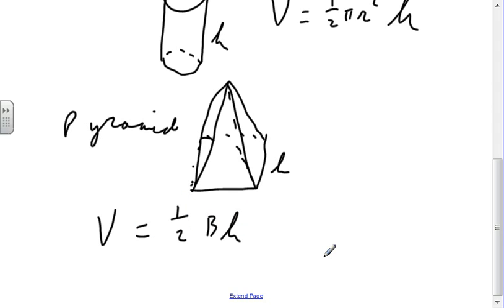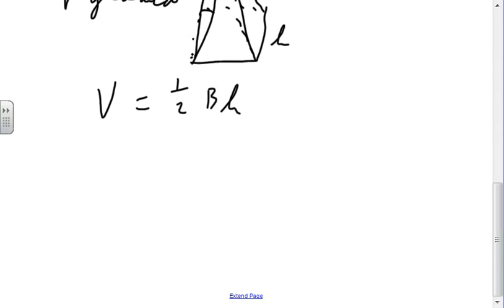Now, are you going to memorize all these things? No. If it's on a test, you're going to raise your hand, I'm going to put it on the board, and you're going to use it. So you're going to use all these things, but you're not going to memorize all these things.